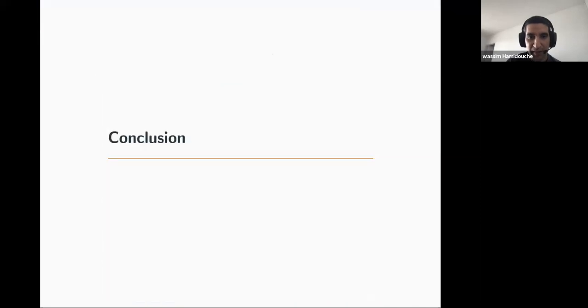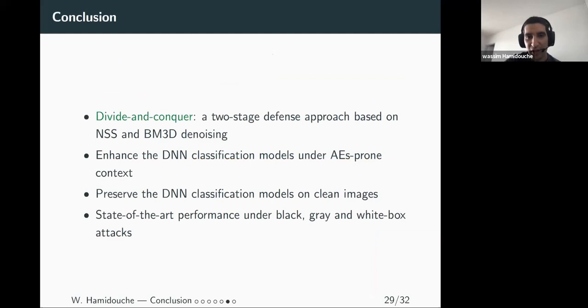So this is the end of my presentation. To conclude, we proposed a 2-stage defense approach, which is based on NSS MSCN coefficients and 3D block matching denoising. We divide the problem of defense, which is difficult, into 2 problems, detection and then denoising, with this divide and conquer. And then we can see that we enhance the DNN classification on adversarial examples. We also preserve the performance of the classifier on clean images, because we have a very efficient detector. And we reached state-of-the-art performance under black, gray, and white box attacks in the same category of work, which is based on pre-processing of the input image.